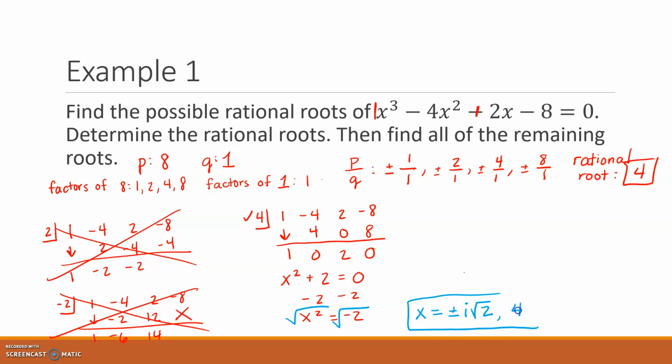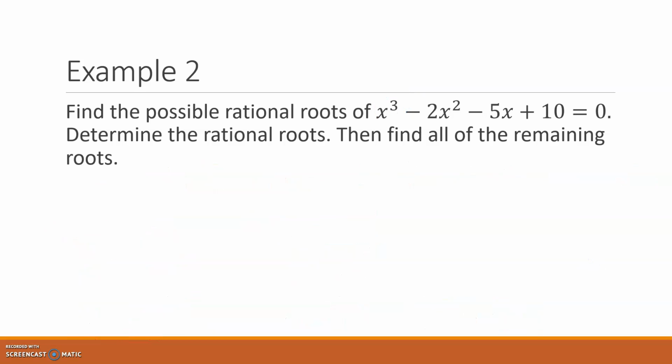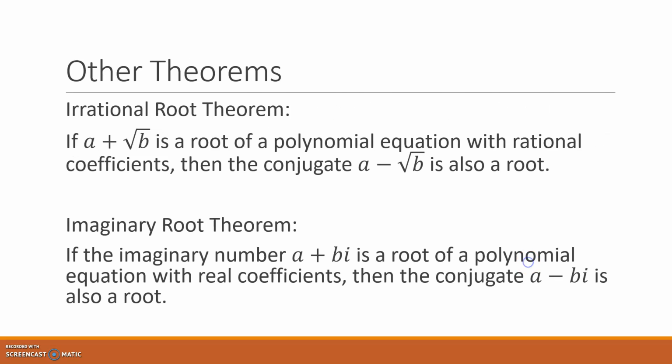So then I also had my answer of 4. And because I started with a degree of 3, I should have 3 answers. Here I have 1, 2, 3 answers. Plus or minus gives me 1 of each, and then 4. All right. I'm actually going to skip over this one for now. We'll practice a little bit more later, but I want to make sure that we get to these other theorems.